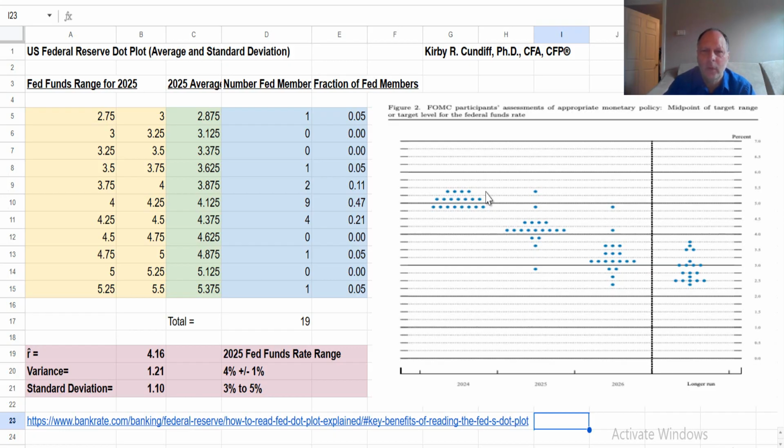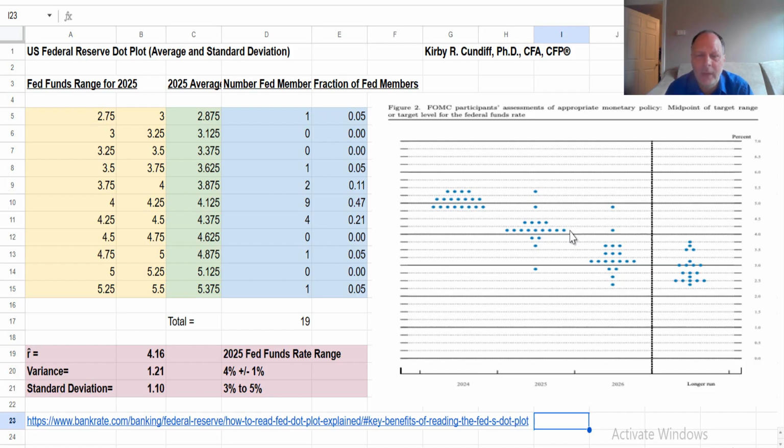For the end of 2025, which is the data we will use for our example, there is more diversity in the belief in interest rates. This one right here at the bottom believes interest rates will be between 2.75 and 3, and the one here at the top believes interest rates will be between 5.25 and 5.5%. Most of them are grouped right here between 4 and 4.25%.